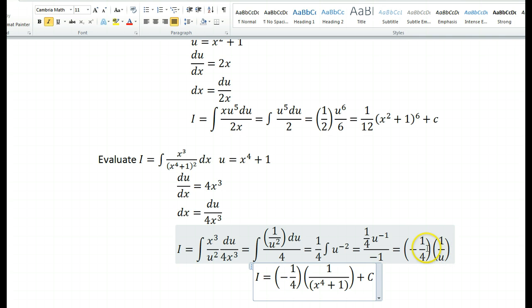So once again, let me come back here. The 1/4 goes out, you have 1 over u squared. Now if you want to use the power rule on 1 over u squared, then the u squared becomes u to the minus 2. So when you integrate u to the minus 2, the minus 2 becomes minus 1. Minus 2 plus 1 is minus 1. You divide by minus 1. And then if you collect the negatives, you get negative 1/4. u to the minus 1 is 1 over u. And then the final touch is negative 1/4, 1 over u, which is once again x to the 4 plus 1, plus c.